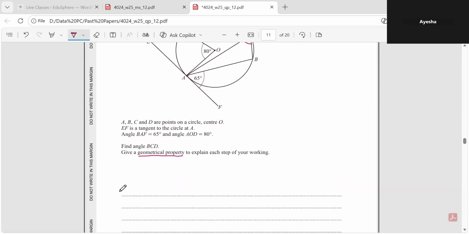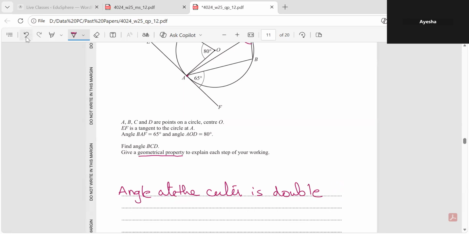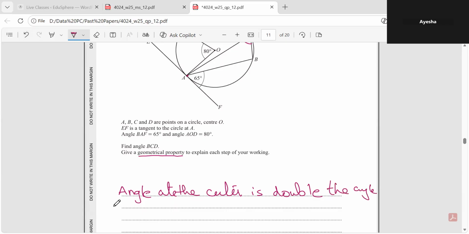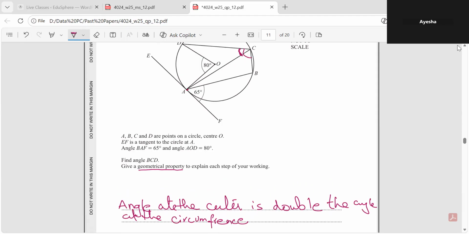So first we are going to write: the angle at the center is double the angle at the circumference, when they are on the same segment. So it will be 40 here. So we can write that angle DCA, or we can say ACD, is 40. So I'm going to write 40 here. So angle ACD is 40 degrees. First we have calculated the angle ACD.